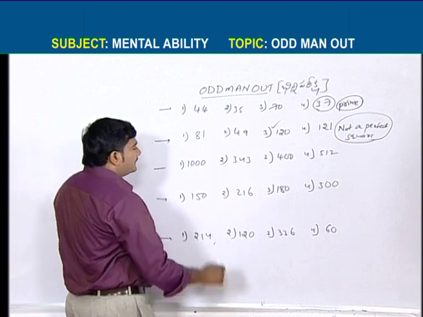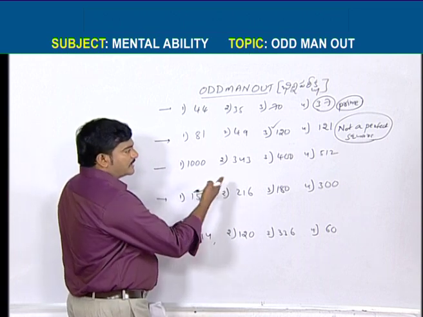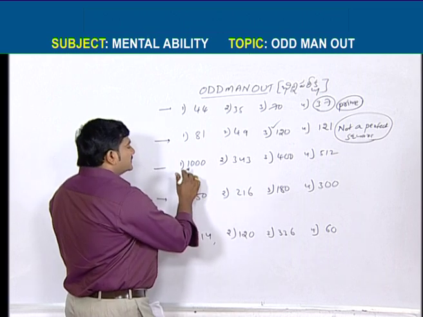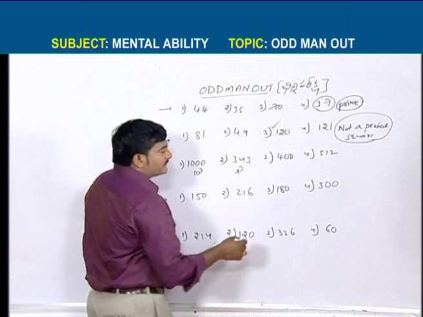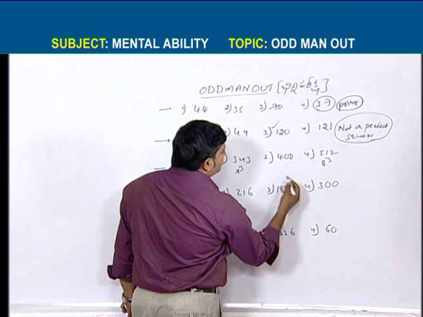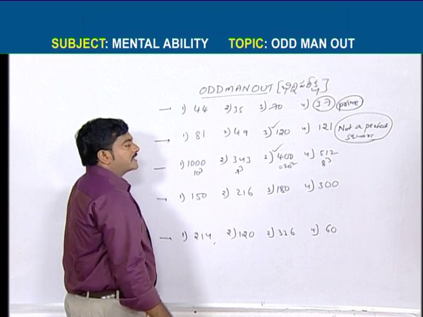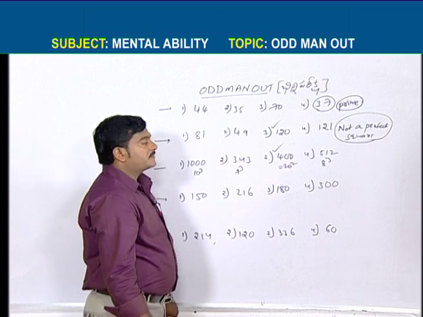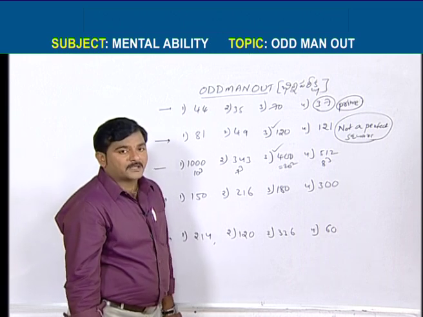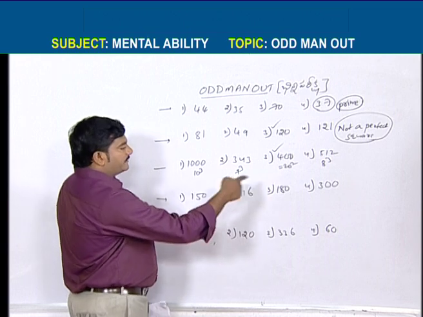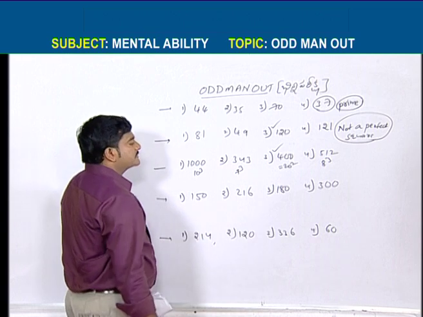Now similarly observe the third question: 1000, and so on. It is about cubes. By observing the numbers we can say it is the value of 10 cube, it is the value of 7 cube, it is the value of 8 cube. 20 square is not a cube of something. So the remaining 3 options are cubes, whereas the third option is a square. That's why the answer for this question is the third option. I hope you understood. Remaining 3 are cubes, whereas the third option is only a perfect square, not a cube. Hence that is the answer.